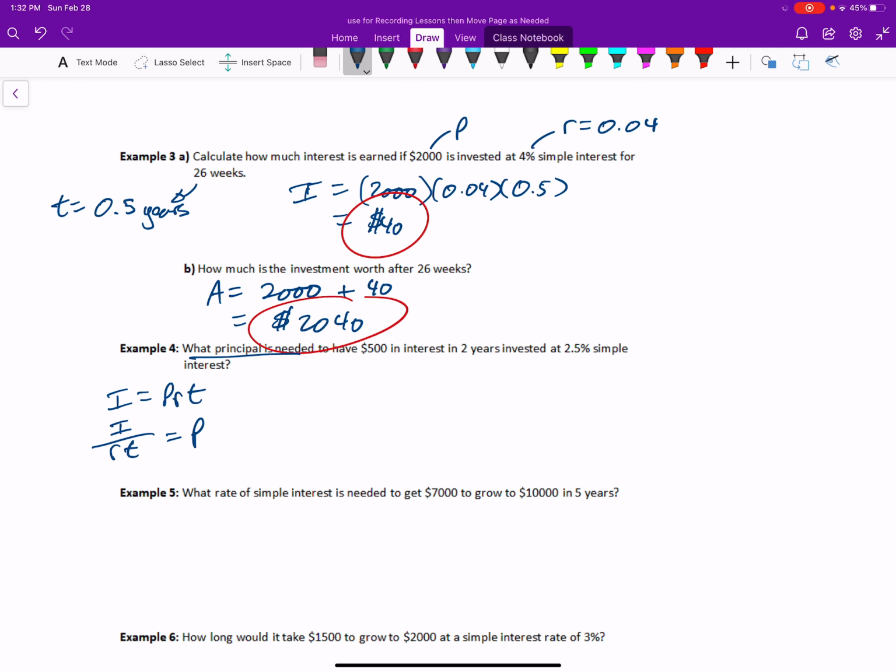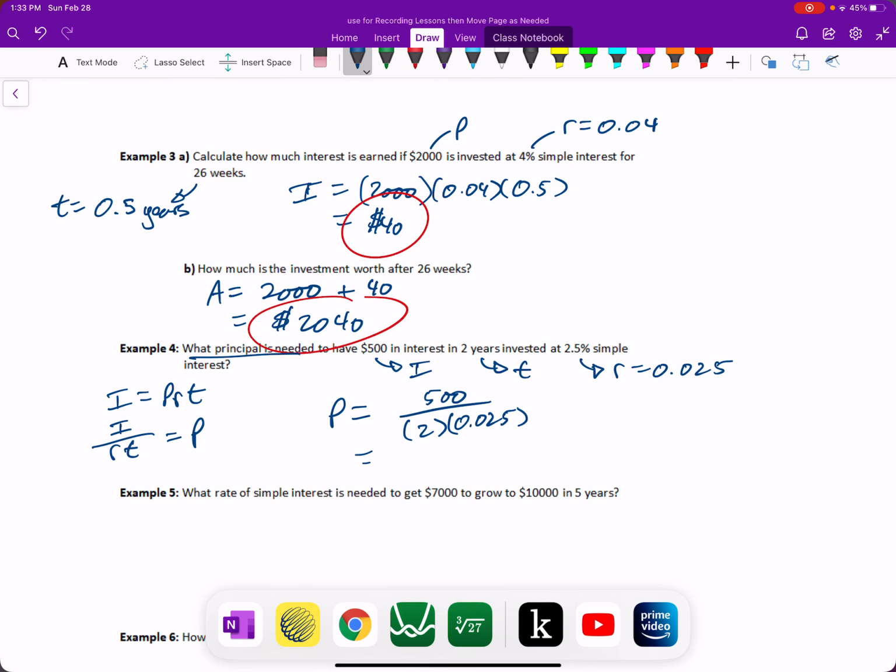And so what principal is needed to have $500 in interest, so that would be my I value, right? 2 years, that would be my T value. 2.5%, that means that R is going to be 0.025. So the principal that I would need to make this work out would be I, 500, divided by 2 times 0.025.